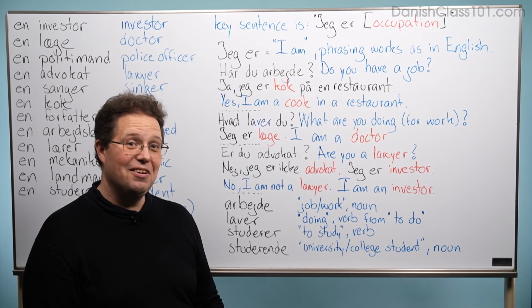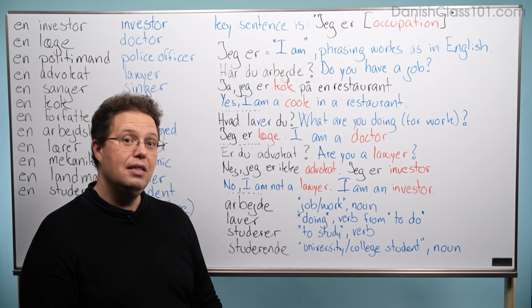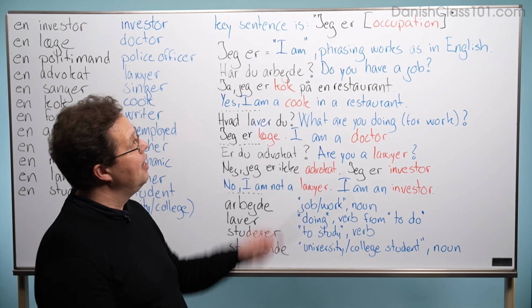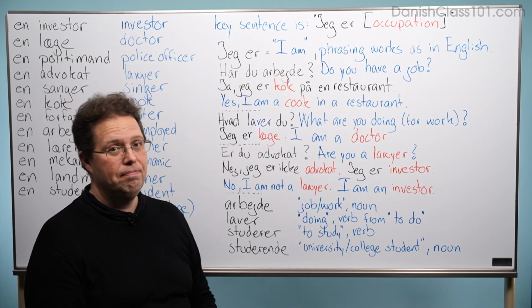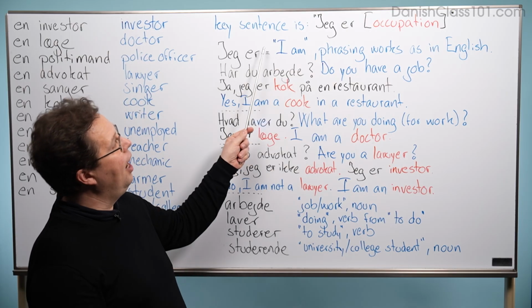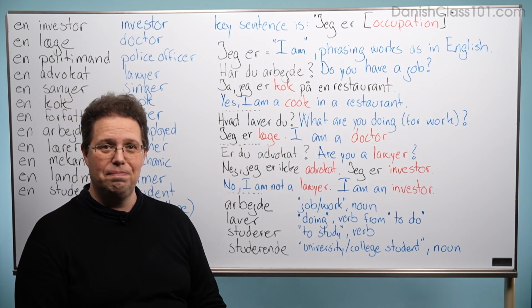Now, let's look at the sentence pattern. This pattern will be the structure that all of our dialogues will follow. The key sentence is, jeg er, and then you state your occupation. Jeg er, meaning I am. This phrasing works exactly like it does in English.